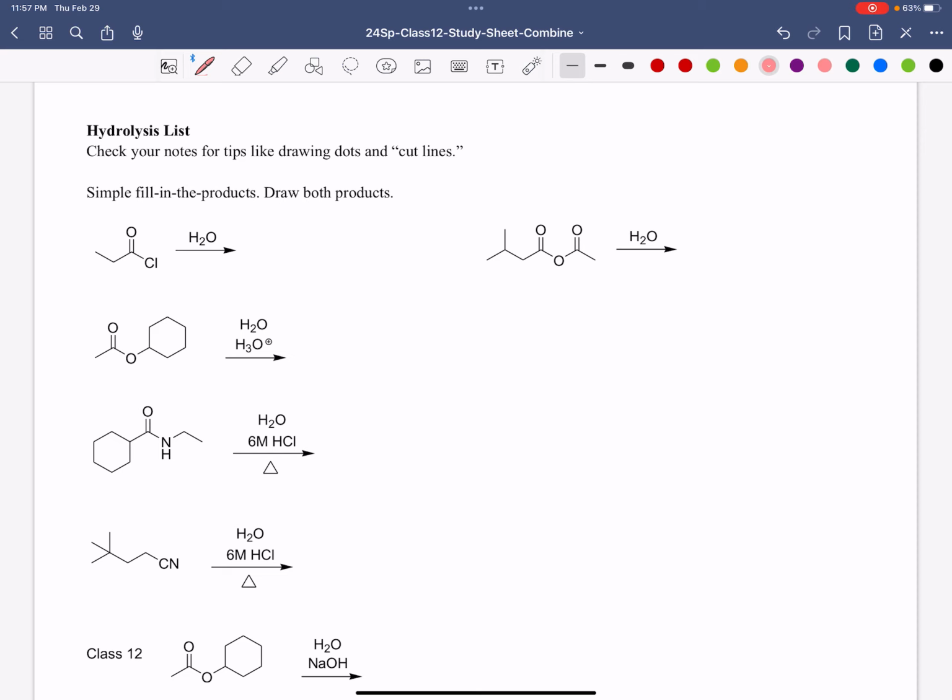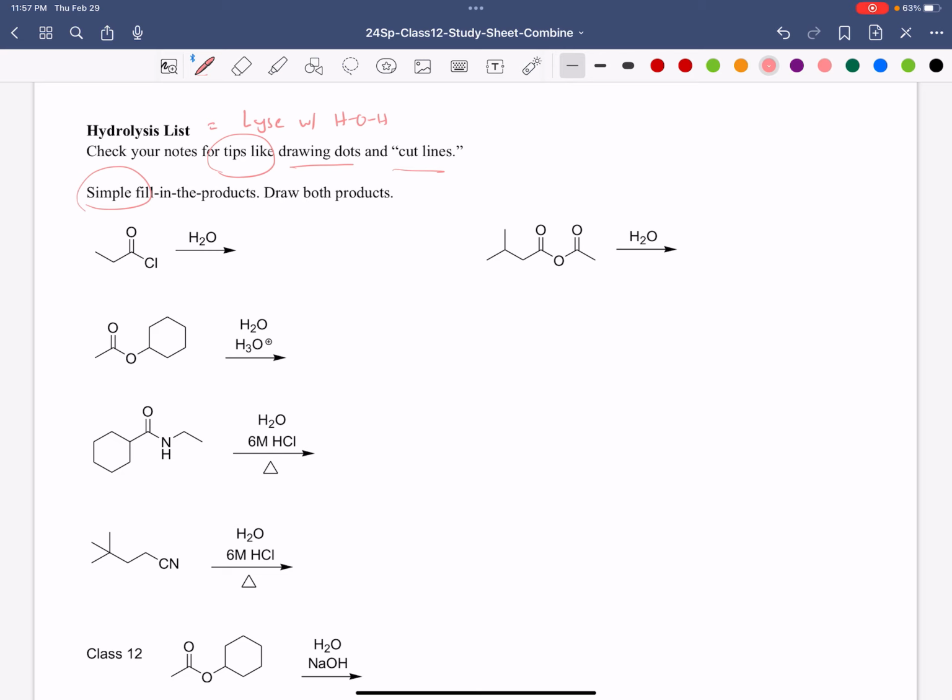I said this is simple, huh? Okay. Oh, great. We have tips. Thank goodness, because I don't think it's simple unless you use these tips, like drawing dots and cut lines, because hydrolysis, again, is you cut or you lyse with water. We're going to push water in there and we're going to cut something.